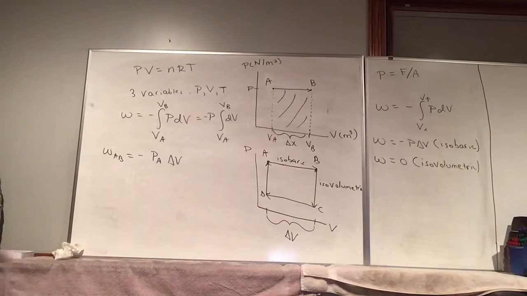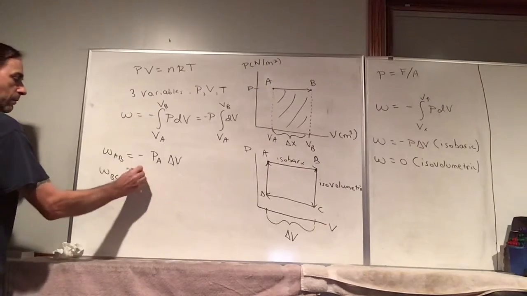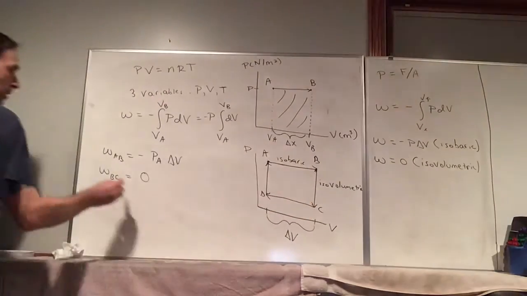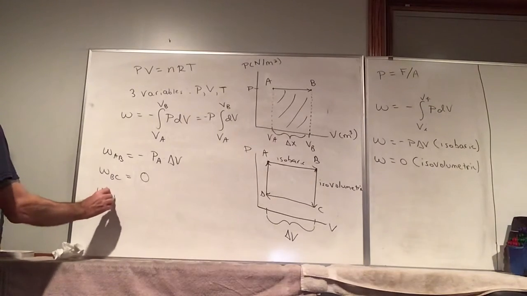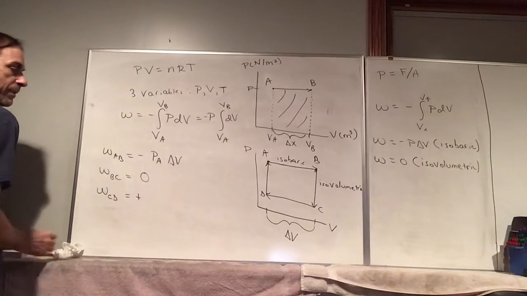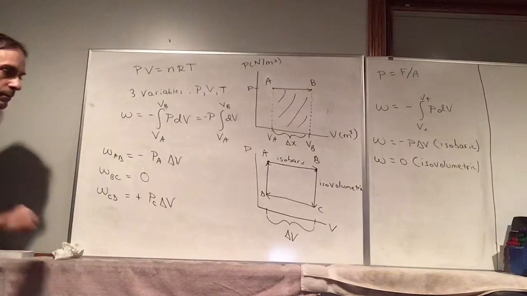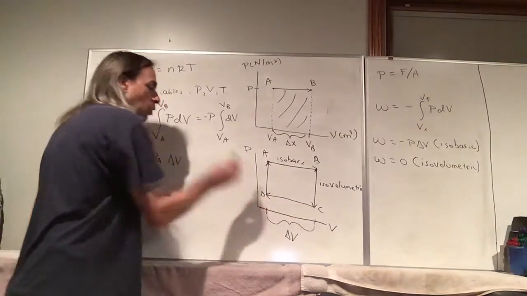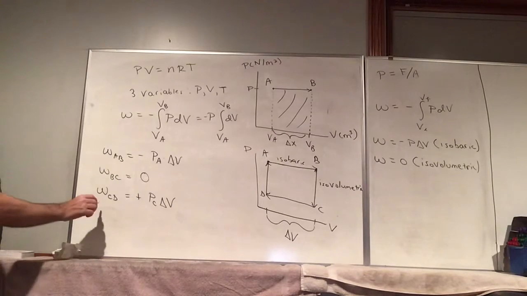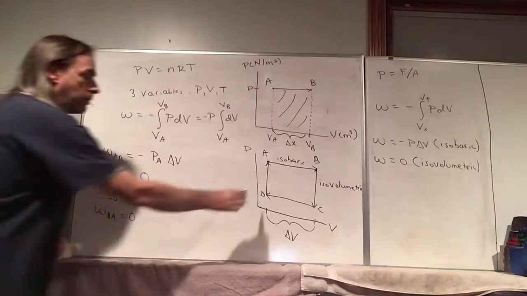And now let's go from B to C. Well, that's 0. And then from C to D, now we're going from right to left, so the work is positive. And let's call that PC delta V. So, PC or PD, doesn't matter. And finally, from D to A. That's 0. It's a vertical line.